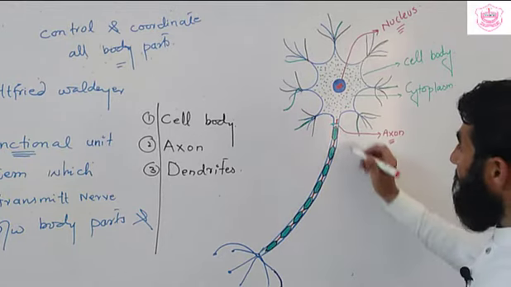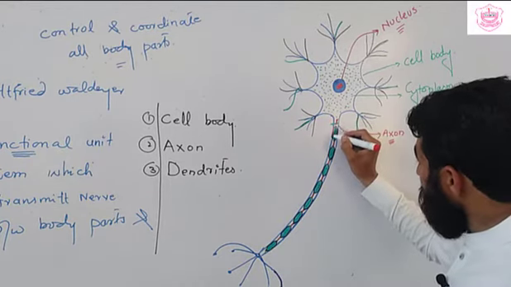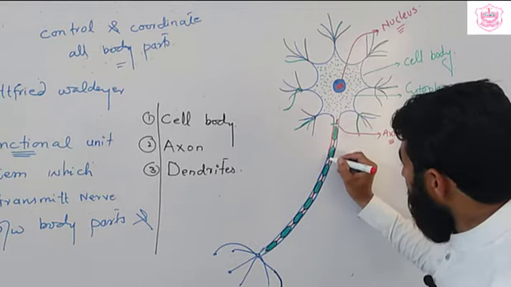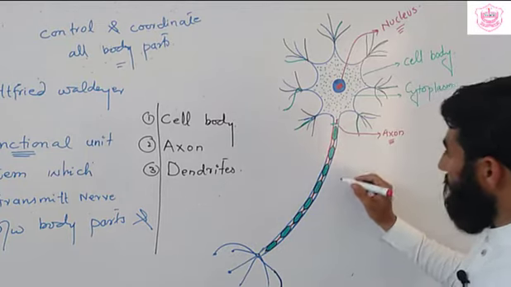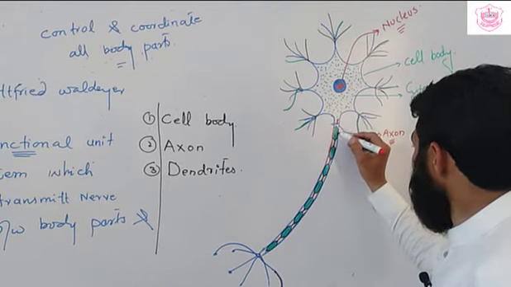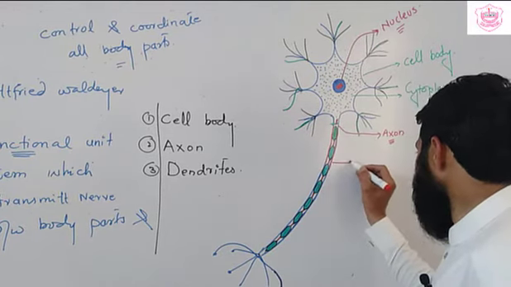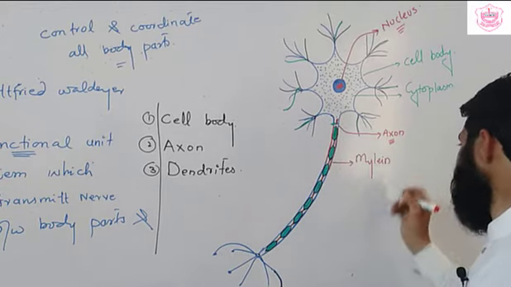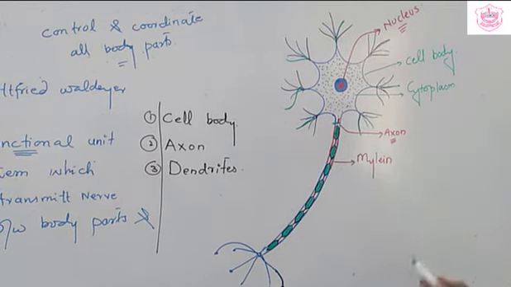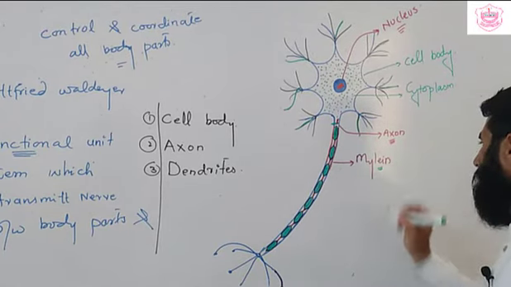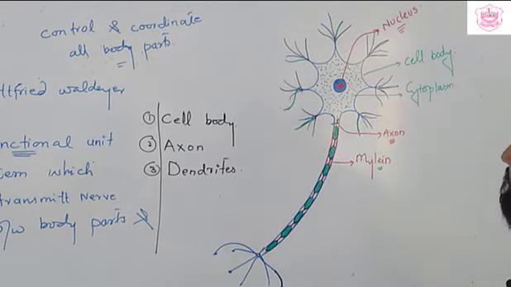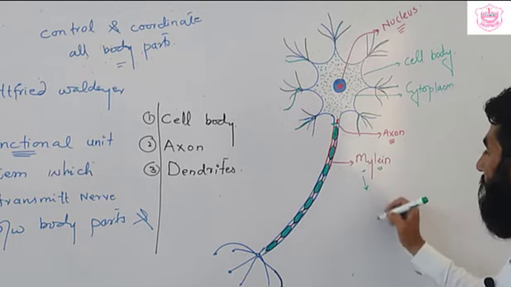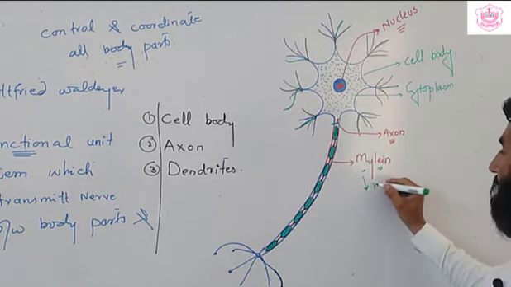The fatty substance sheath which covers the axon and is cut at several intervals is known as the myelin sheath. Actually, the function of myelin is to protect, or we can say insulate, the axon.